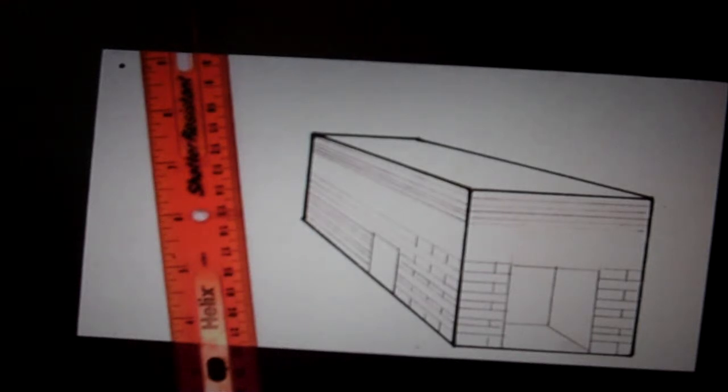Gotta do it right. Gotta take time to learn it correct, because if you just lay your ruler on there, it won't be straight. The line's a straight line, but it's not a vertical or horizontal line. You gotta remember the difference.